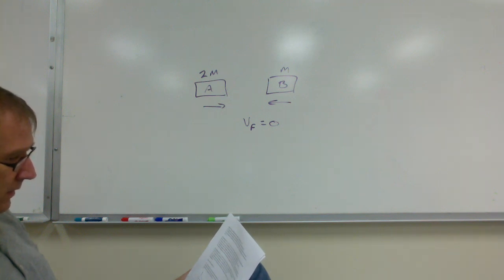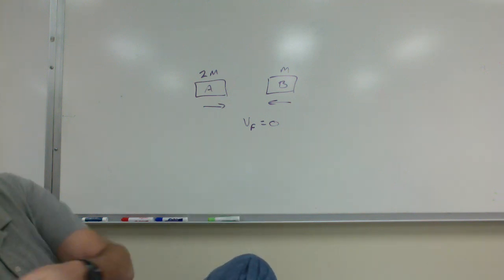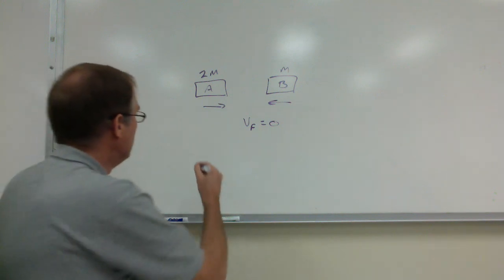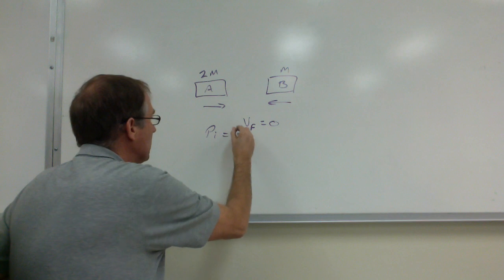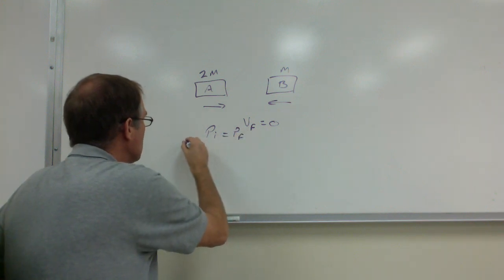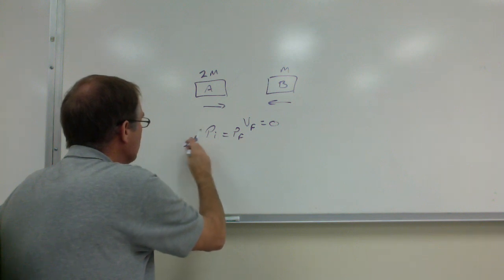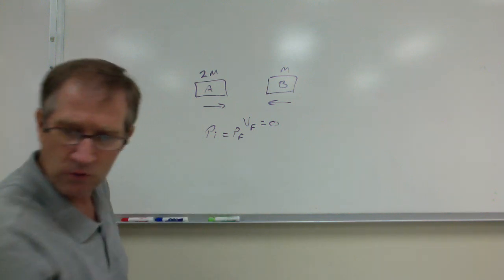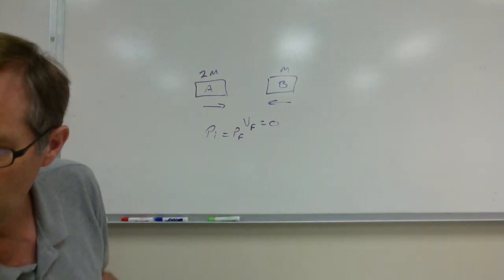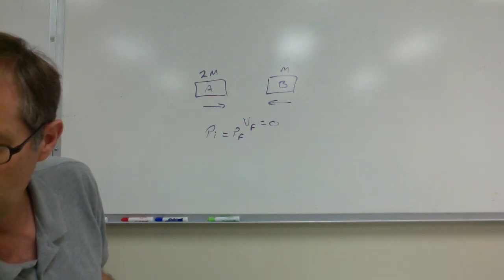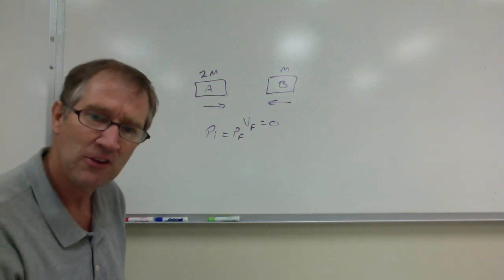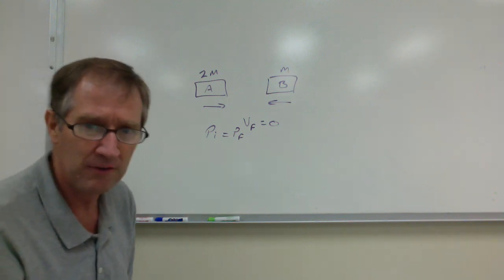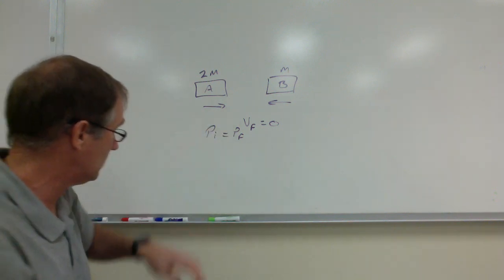What can you say about the speed of cart A compared to that of cart B? Well, momentum's always conserved, and so P initial equals P final for the whole system. A has twice the mass of B, so it must be half the speed. I asked for speed, not velocity, so I know their signs are different.